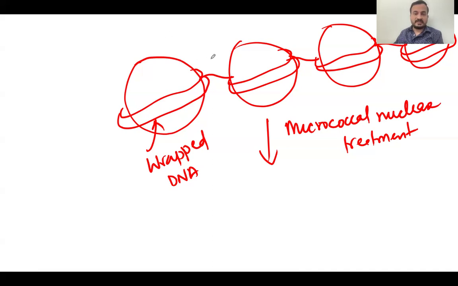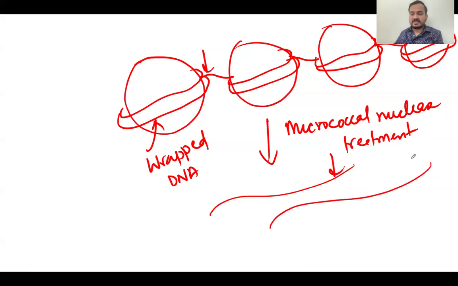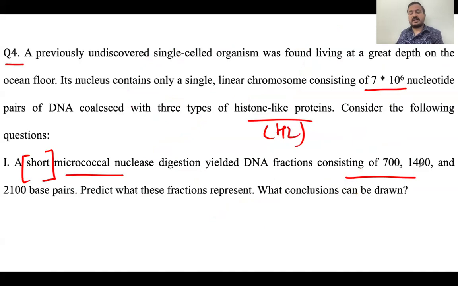Now, getting back to the question, a short micrococcal nuclease digestion, remember it's short. So there will be cuts taking place, and there is a possibility that there is one cut here. In another ideal situation, the first cut is here. In the third situation, there is a cut here. And what you can figure out by looking at these DNA fragments is that these are in multiples of 700: 700, 1400, and 2100 base pairs.